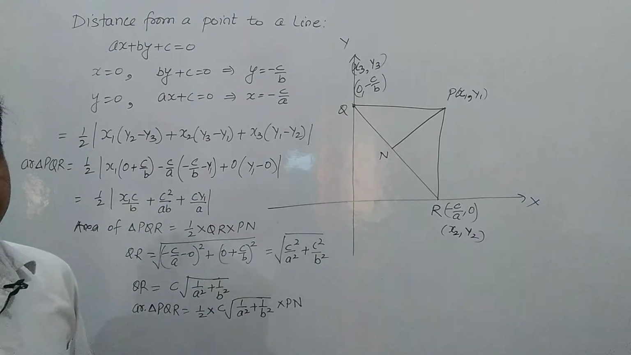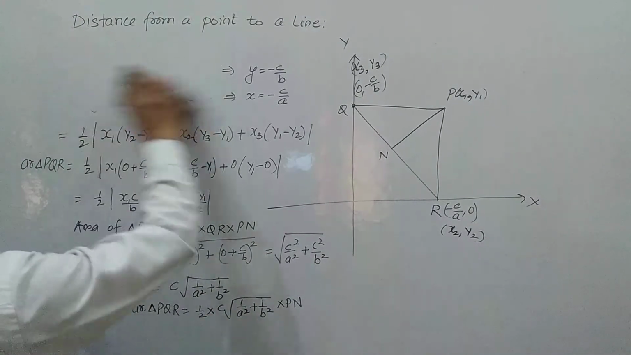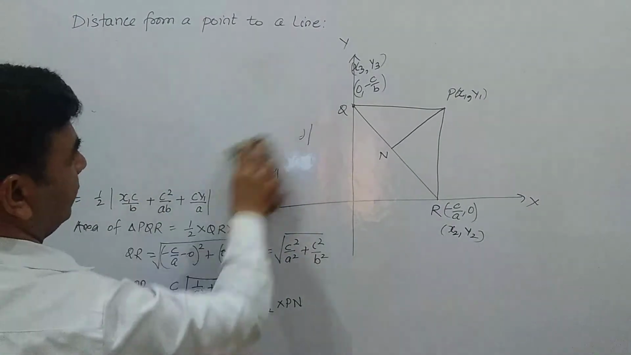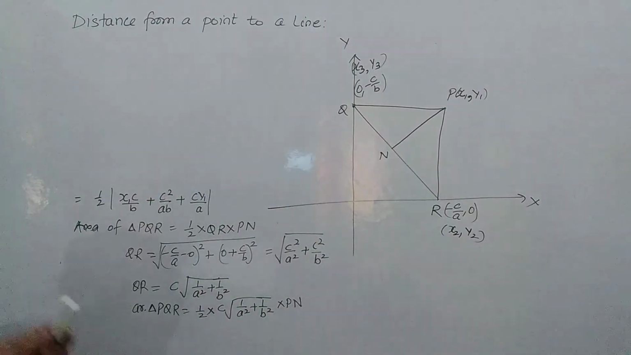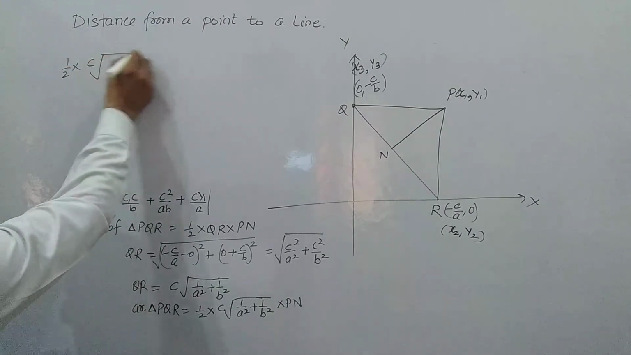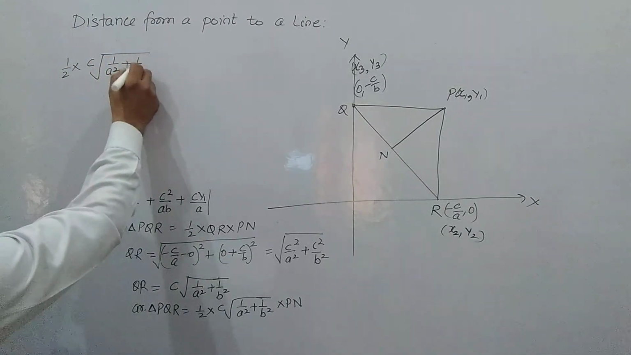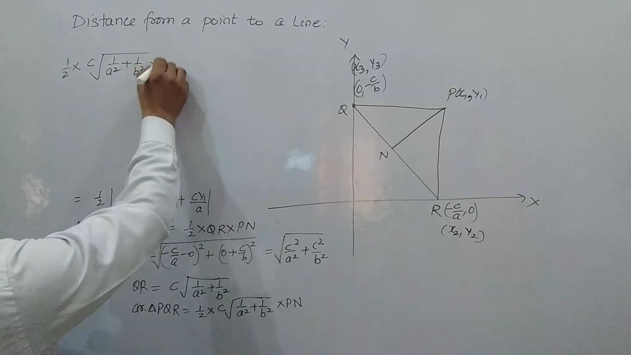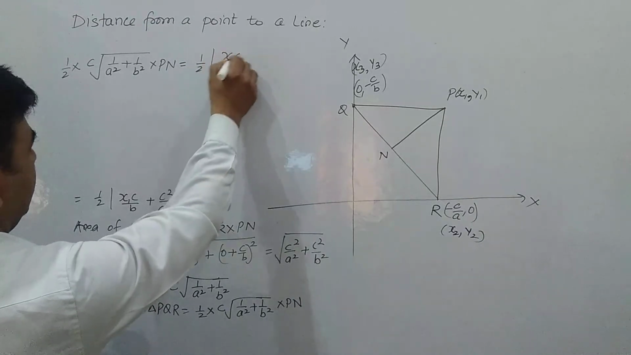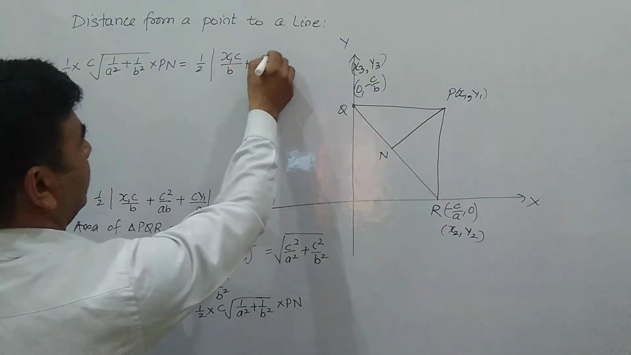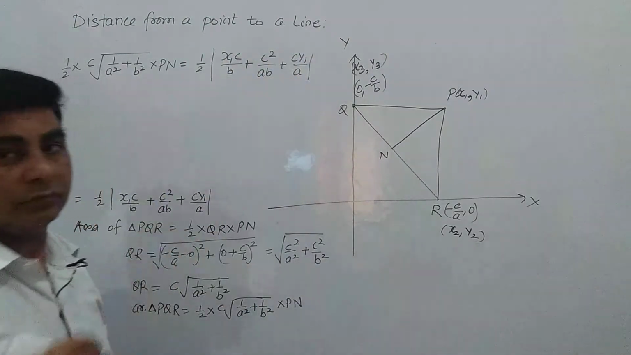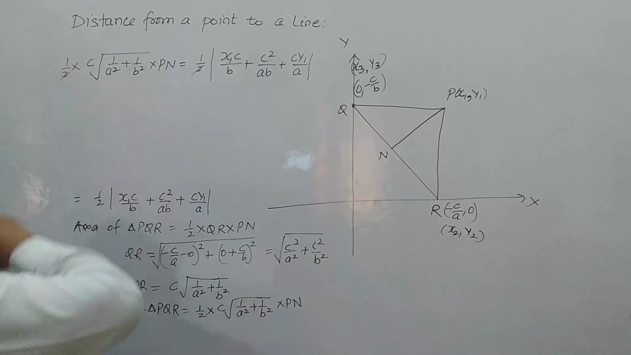So we can put both the areas equal to each other. Half into c square root of 1 upon A square plus 1 upon B square into Pn is equal to half of x1c upon B plus c square upon AB plus cy1 upon A. Half will be cancelled out with the half.